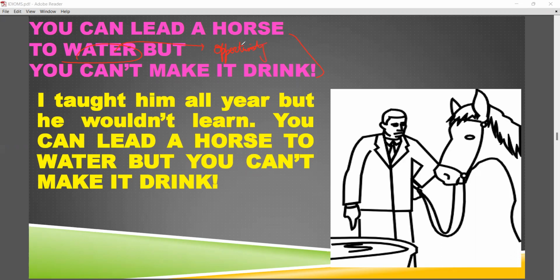So you can, let's say, give someone an opportunity, but you can't force them to take it. Availing that particular opportunity actually lies with them. I can just lead a horse to water, but to make him drink, he has to actually put in the effort to drink it.